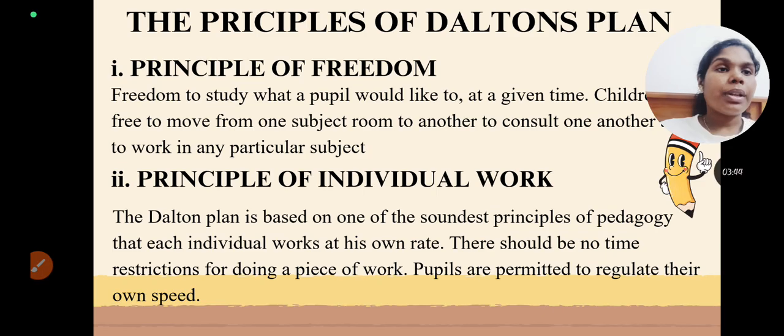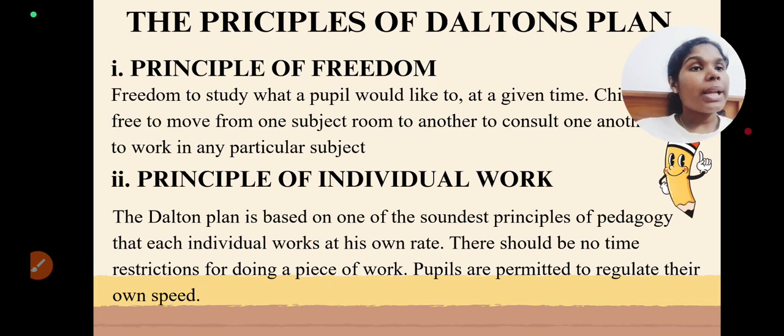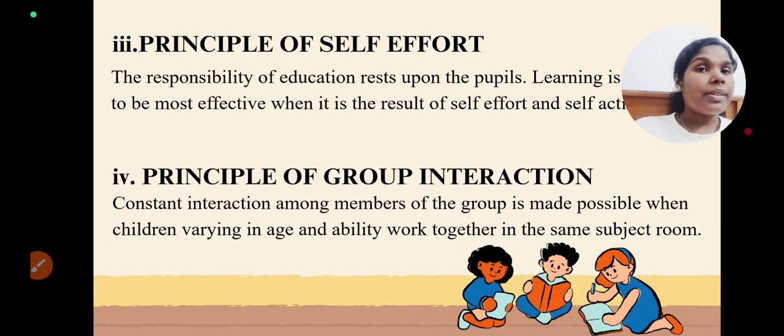First one is the principle of freedom. Students have the freedom to choose what to study at a given time. They can move from one subject room to another, and they are free to work in any particular subject. Next one is the principle of individual work. The Dalton Plan is based on the principle of pedagogy that each individual works at his own rate. There should be no time restriction for doing a piece of work, so they can regulate their own speed. Next one is the principle of self effort.